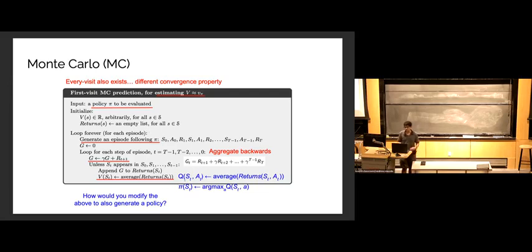So if you want to also generate a policy for this problem, how would you do that? Does anybody have any ideas? Think of what sort of additional information you need besides a value function if you want to generate a better policy than the current policy.